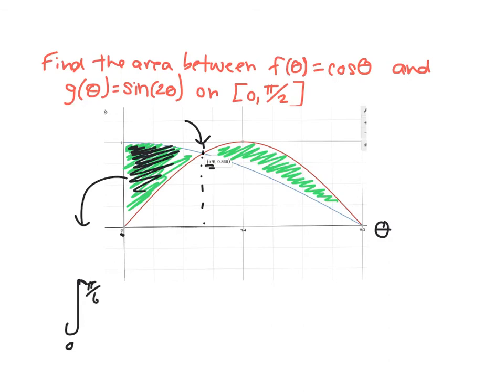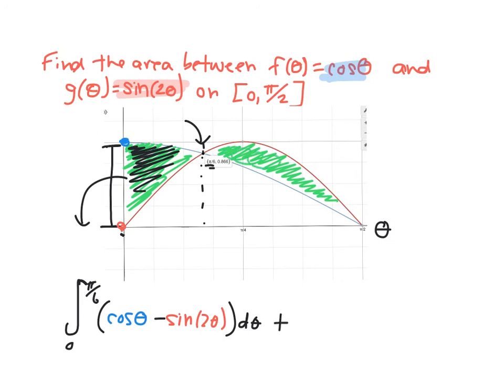Now, if we think about a bunch of rectangles, what is the height of those rectangles going to be? Well, what we can see is that the cosine curve, which is in blue, is on top, and the sine curve, in red, is on the bottom. So for the height of those rectangles, we'd simply subtract the two. I'd take the cosine value and subtract the sine value. That's the height of the rectangles. The width of those rectangles is whatever I choose to partition the theta axis, so d theta.